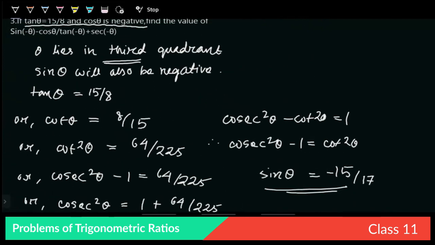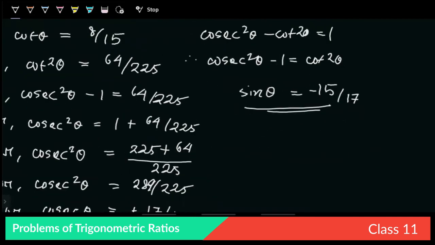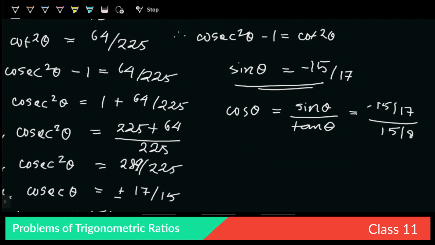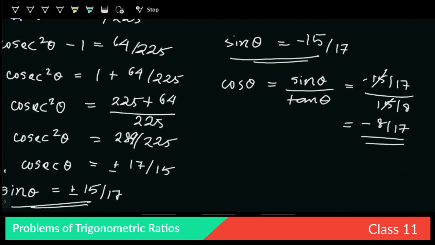Now see, I will find the value of cos theta. Cos theta means what? Cos theta means sine theta by tan theta. Sine theta is minus 15 by 17, tan theta is 15 by 8. So it will give me minus 8 by 17. This 15 will get cancelled. It will give me minus 8 by 17. Okay, so from this what can I say, sec theta will be what? Sec theta will be minus 17 by 8.